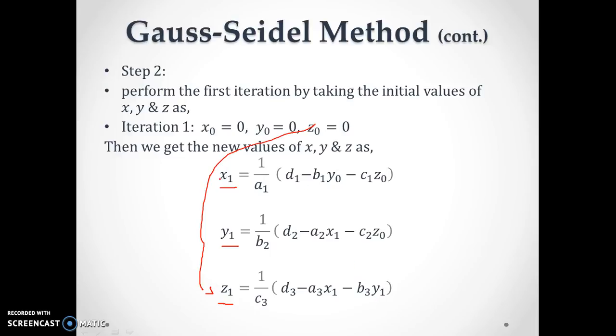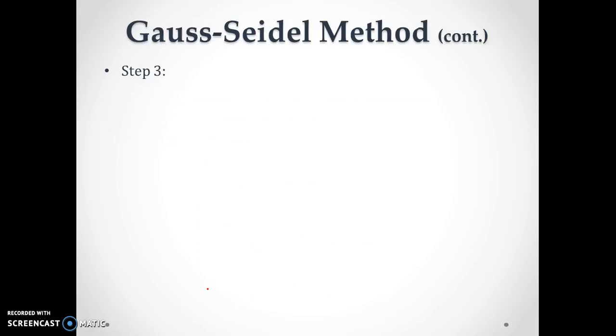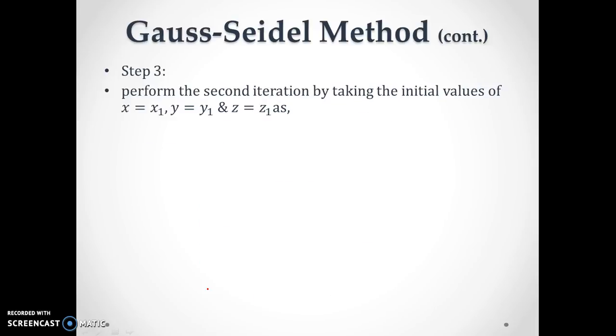In step 2, we get the new values x1, y1, z1. What we have to do is keep on calculating these values. We have to keep on iterating this. So let us see what we will get in the next step. In the next step, we perform the second iteration by taking the initial values as x equal to x1, y equal to y1 and z equal to z1.